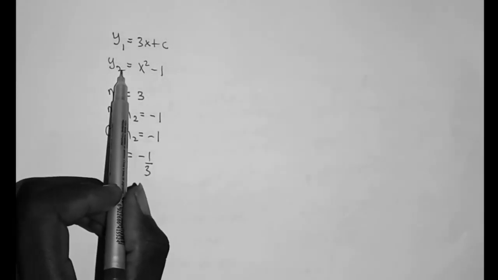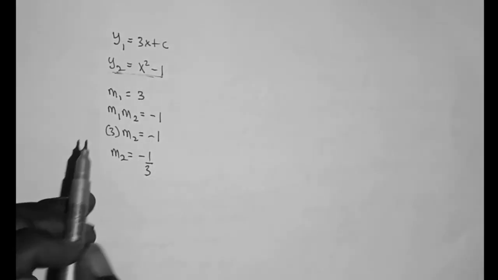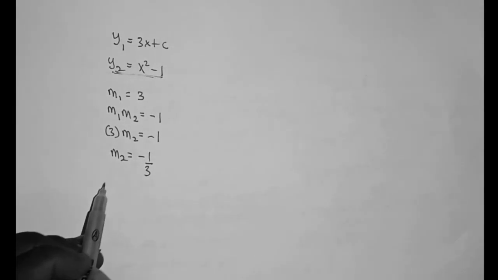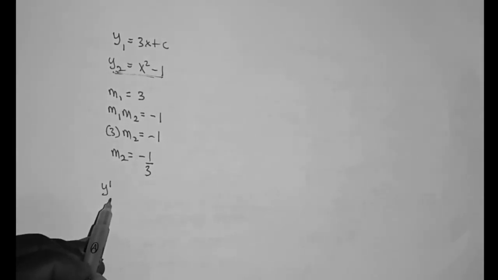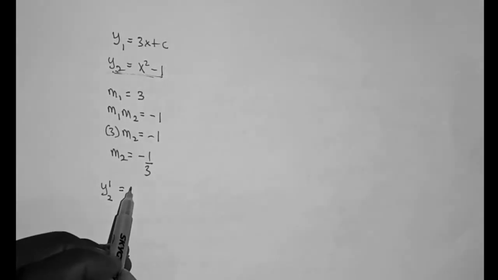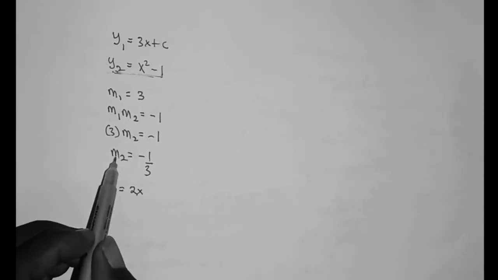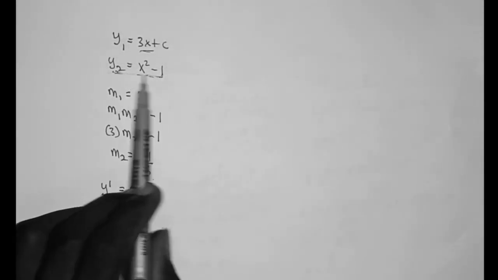So y2 is equal to x squared minus 1. So let's find the gradient m2 from this equation too. But then we need to first find y prime of 2. So y prime is equal to, if you differentiate x squared, you get 2x. If you differentiate minus 1, it is 0. So y prime of 2 is 2x. So the gradient m2 from the first equation is minus 1 over 3. And the gradient m2 from the second equation is 2x. So we can equate the two.